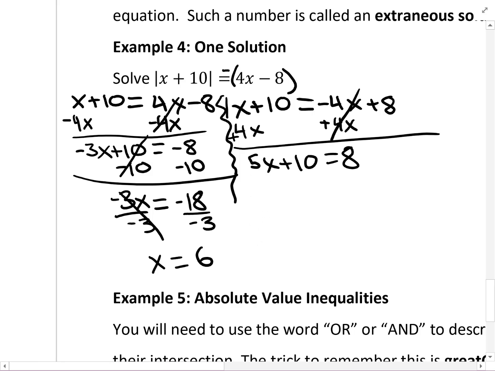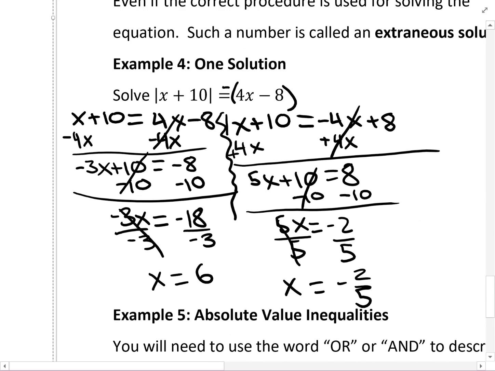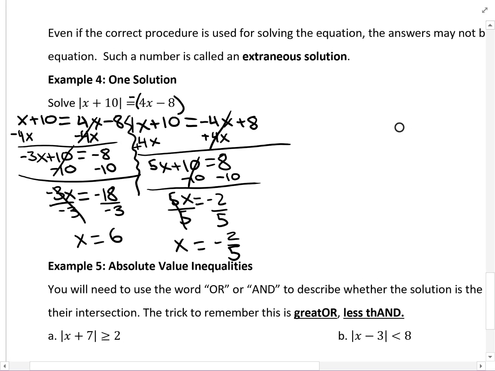Now it's a two-step equation, so get rid of the 10. 5x equals negative 2. Now divide to get the 5 out of there. So we have x equals negative 2/5, also negative 0.4. Okay, we've got our two solutions. Now we have to check. The fraction isn't pretty, but we're almost done with the problem.